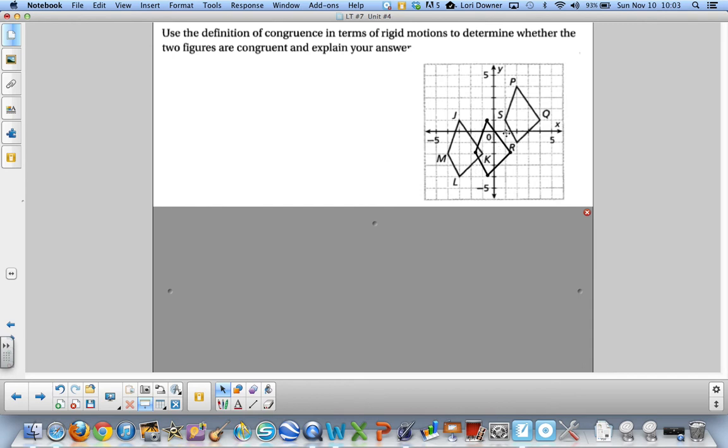1, 2, 3, 4, 5. Translate 5 to the right. And I know you're not able to do that because you don't have this software, but what you can do is take it point by point. Translate J to the right 5, then translate M to the right 5, L to the right 5, and just use your vertices. Then you can fill in the sides. So we go to the right 5, and then it looks like we go up 3.